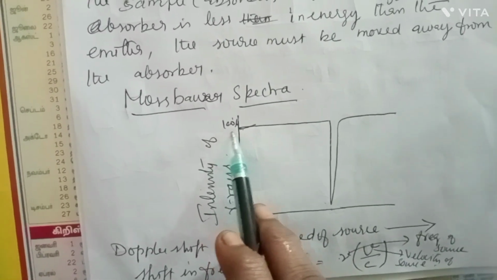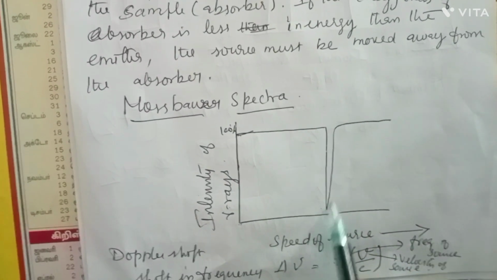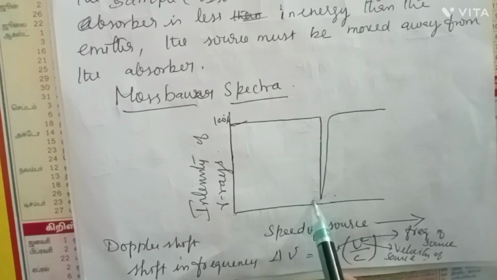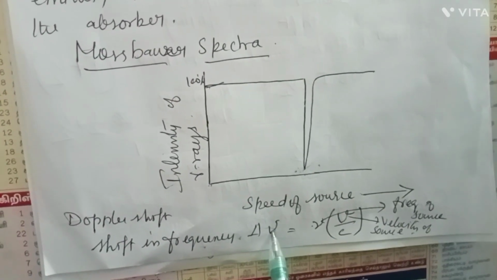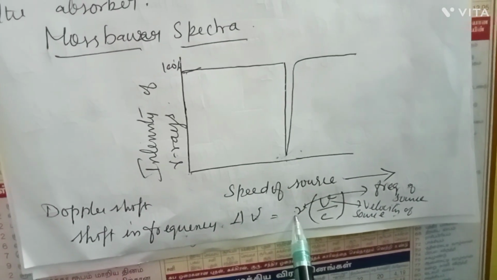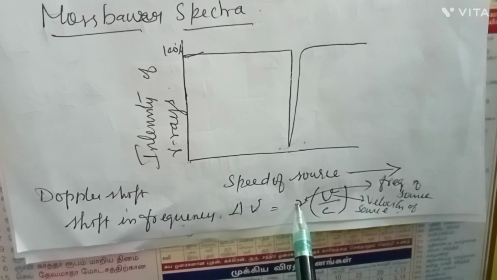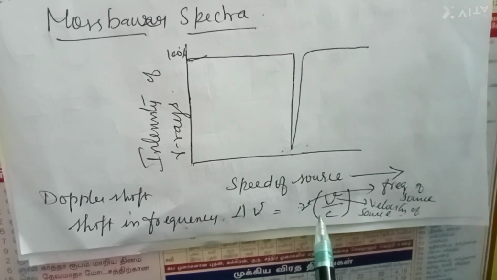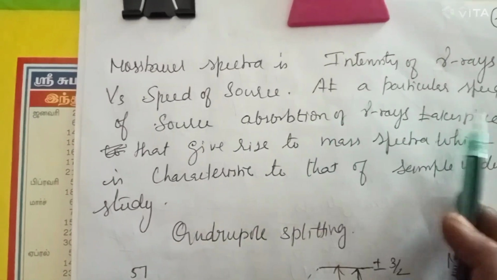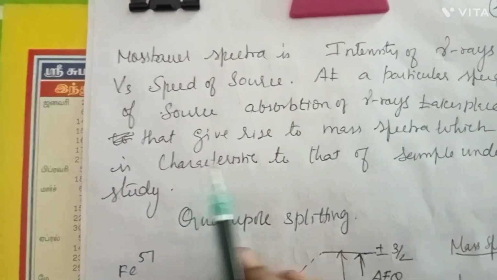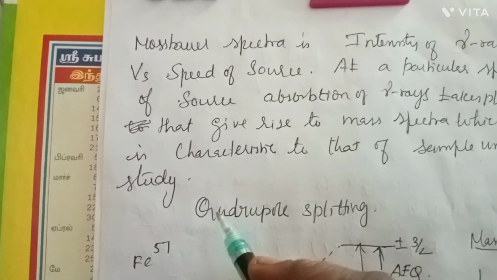It is the intensity of gamma rays versus the speed of the source. When absorption takes place, a peak is obtained here. The intensity of the gamma rays will be 100%. When the absorber absorbs the gamma rays, at that time there is a dip in the intensity of the gamma rays. The Doppler effect, that is the shift in frequency, is delta nu equal to nu v divided by c, where nu is the frequency of the source and v is the velocity of the source. The shift in frequency can be calculated by this.